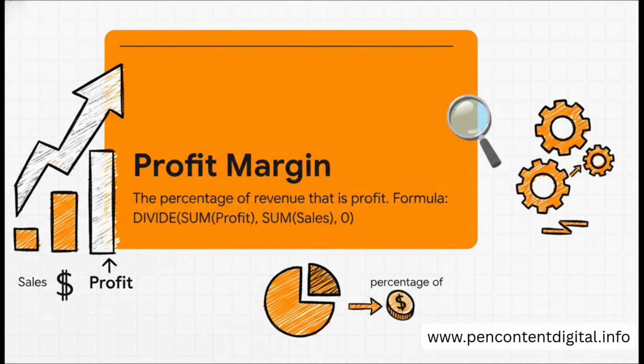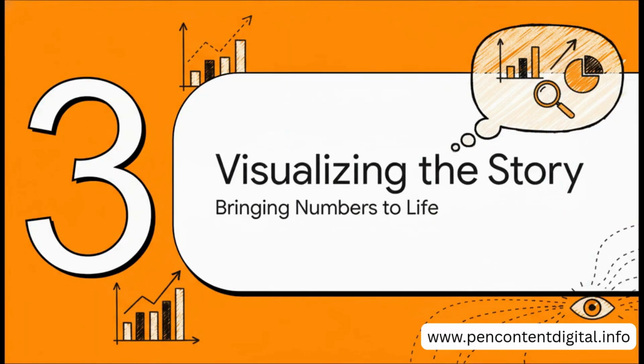We just divide our total profit by our total sales, and boom, we can see how much of each dollar in sales we actually get to keep. All right, we've prepped our data, we've defined our metrics. Now for the really fun part, turning those numbers into a visual story. This is where the magic happens. This is where the data stops being just a list on a spreadsheet and starts actually talking to us.